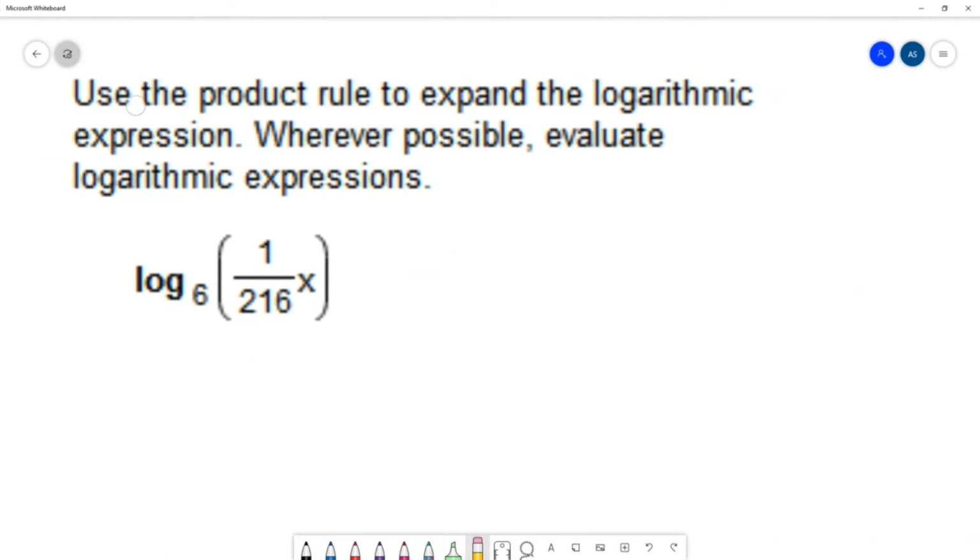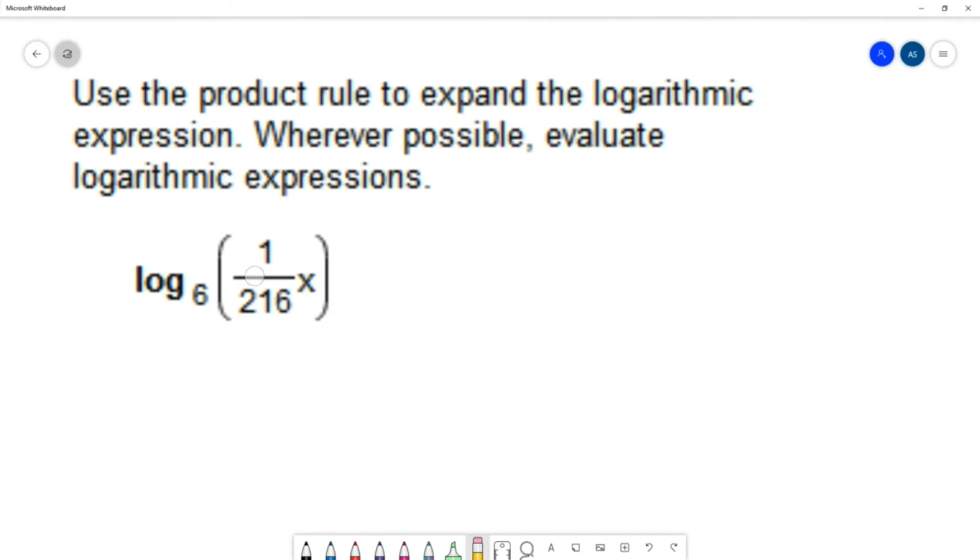So in this example, we want to use the product rule to expand the logarithmic expression. Whenever possible, evaluate the logarithmic expressions. The expression that we're trying to expand is log base 6 of 1 over 216x.